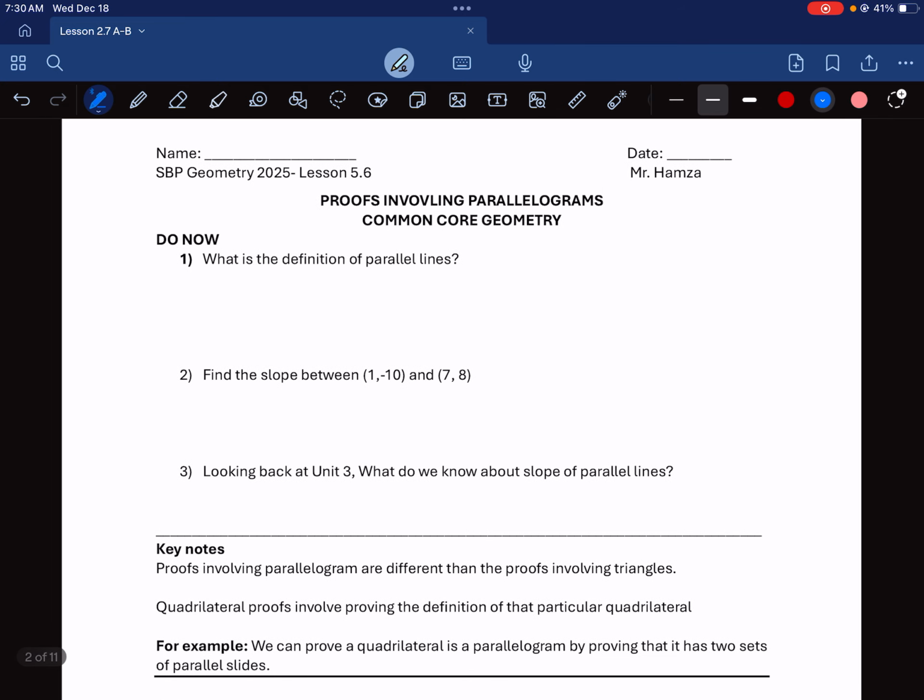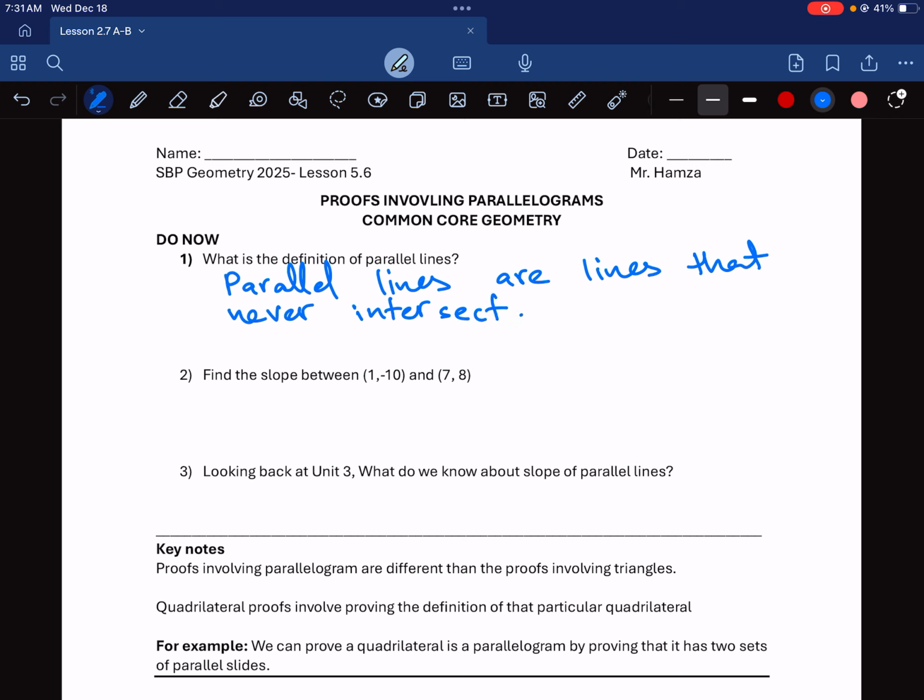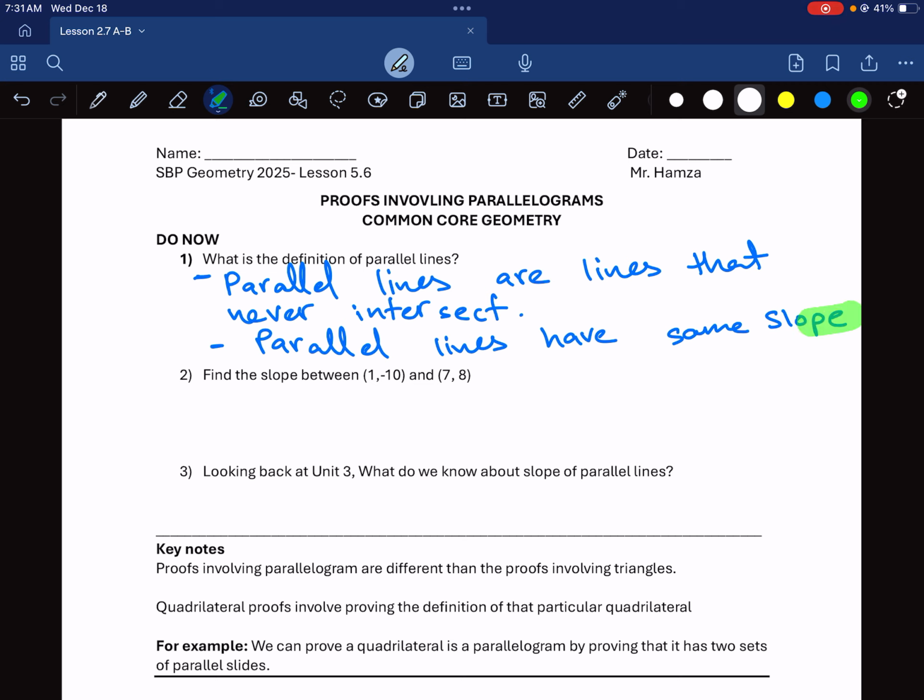Okay. You should write down that parallel lines are lines that never intersect. Okay, but also talk about their slope. That parallel lines always have same slope. Okay, that is very important. That is a key concept in today's lesson. Parallel lines always have same slope. You need to use that.